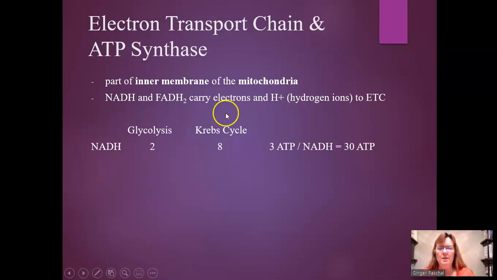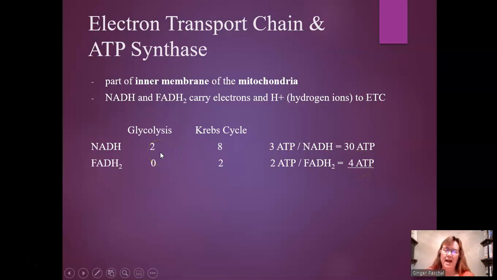So let's review. In glycolysis, we had 2 NADHs made, and in the Krebs cycle, we had 8 made. Now, we're going to ignore this last column for just a moment. In glycolysis, we didn't make any FADs. Remember, they're so fabulous. We only get 1 at a time, one per pyruvic acid. So we get a total of 2. Each NAD has enough energy to make ATP, and FADs have enough energy to make ATP. For every NAD that we have, we can make 3 ATP.